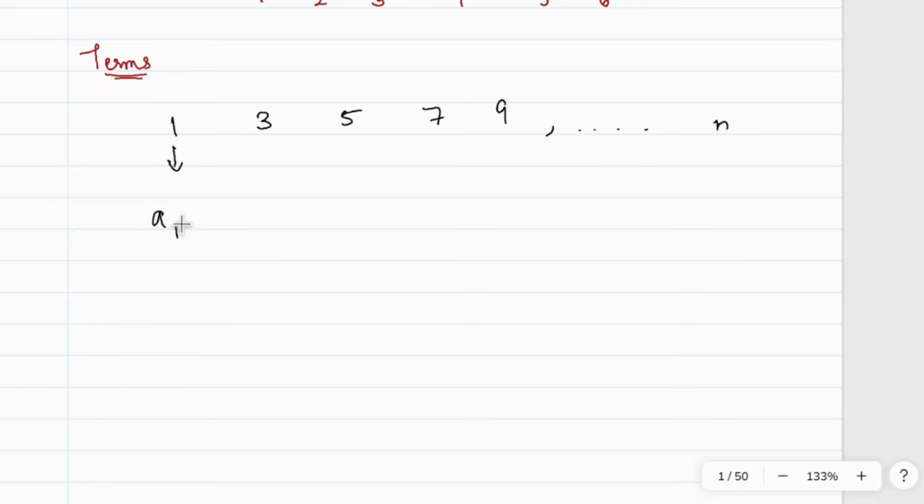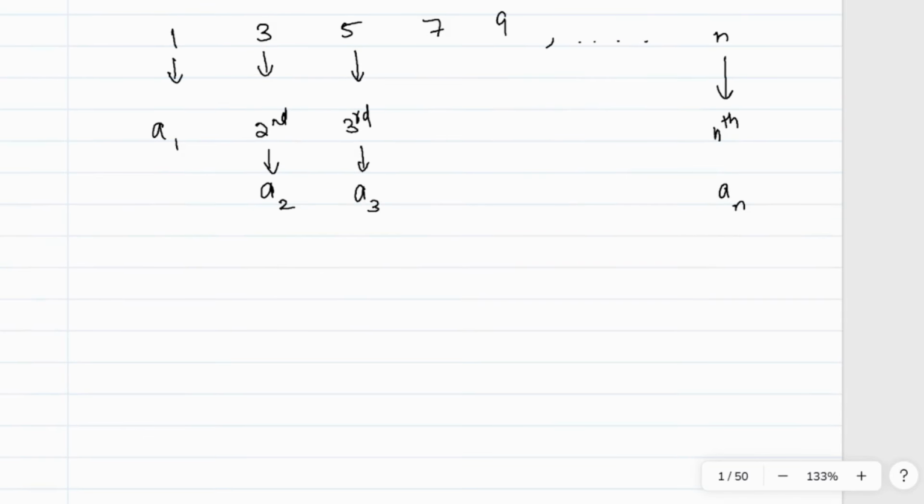This first term we will represent by A1. This is the second term, represented by A2. This is the third term, represented by A3. Like that it goes on. And this one is the nth term, so it is represented by An.